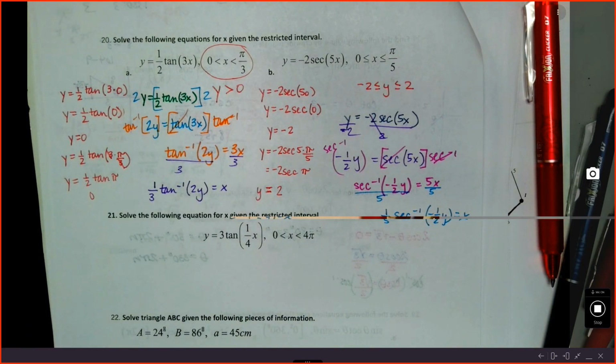Tangents, I just got y equals 0 twice. So then just make it y greater than 0. Then you just move it to solve for x, right? Y is greater than 0.